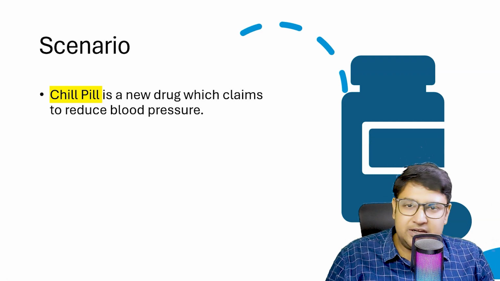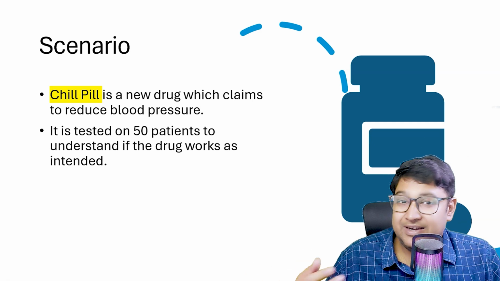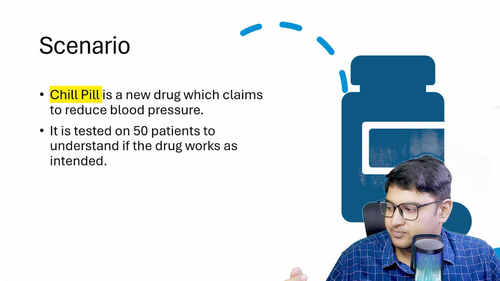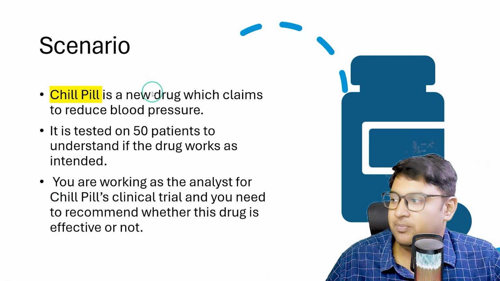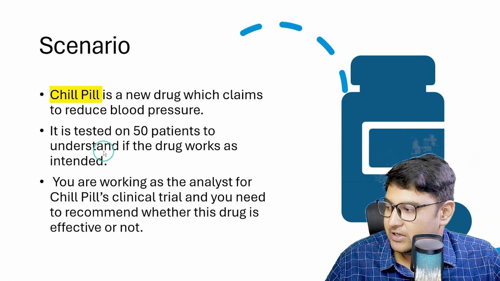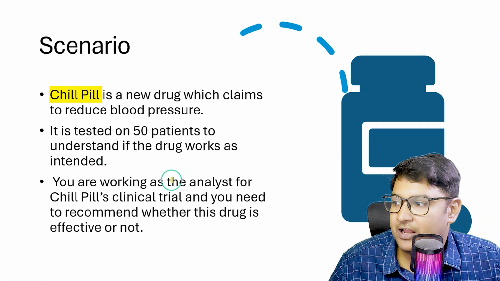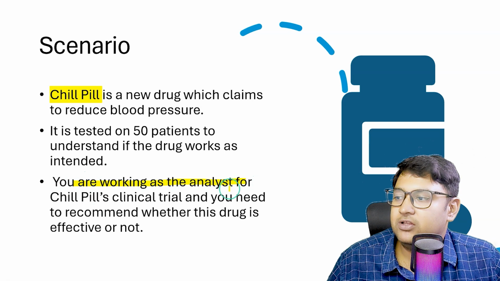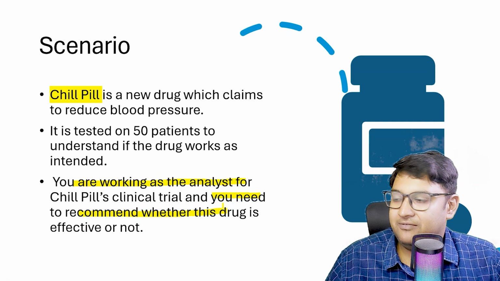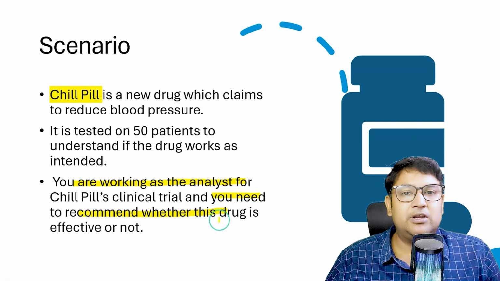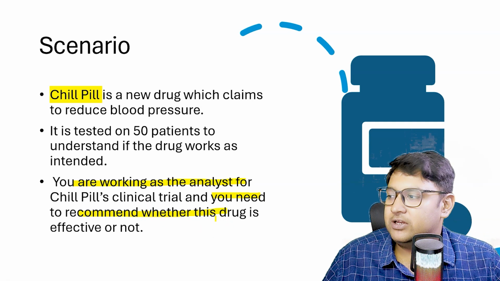It is tested. It's not in the market right now, but they have developed this, so they have to test whether the drug is working or not. They tested it on 50 patients to understand if the drug works as intended. You are working as an analyst for the Chill Pill clinical trial, and you need to recommend to the company, based on your statistical analysis, whether this drug is actually effective or not, because the company doesn't know yet. It has to be analyzed through a clinical trial, and only then will they be able to know.